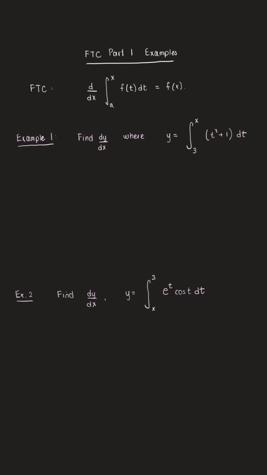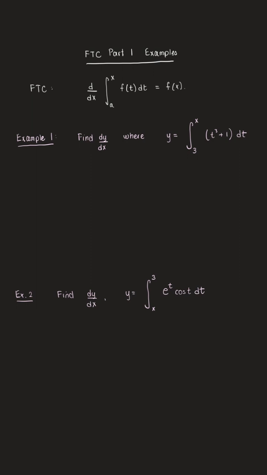Okay, let's do a few examples of how we can apply the first part of the fundamental theorem of calculus. So here I've just restated it: the fundamental theorem part 1 tells us that when we take the derivative of the accumulation function, we get the original function back evaluated at the upper limit of integration.